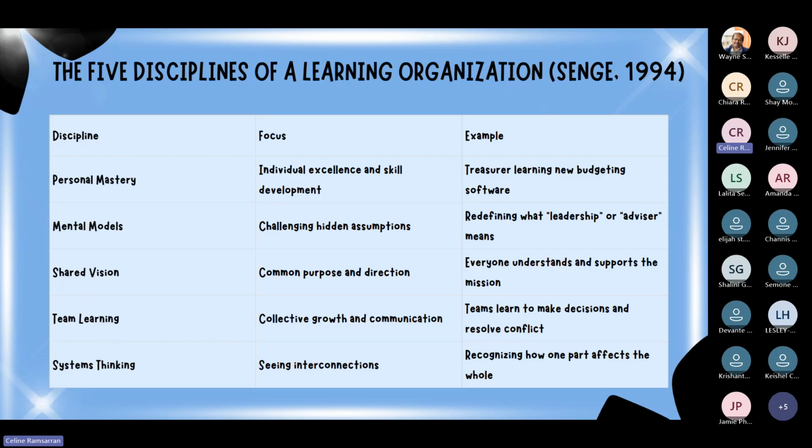Senge outlined five core disciplines that build a learning organization, and they're all interconnected. The first is personal mastery. This means constantly developing your own skills. So for a treasurer, it might be learning new budgeting tools. For a vice president, it may be learning how to coordinate committees effectively. When an individual grows, the whole organization benefits.